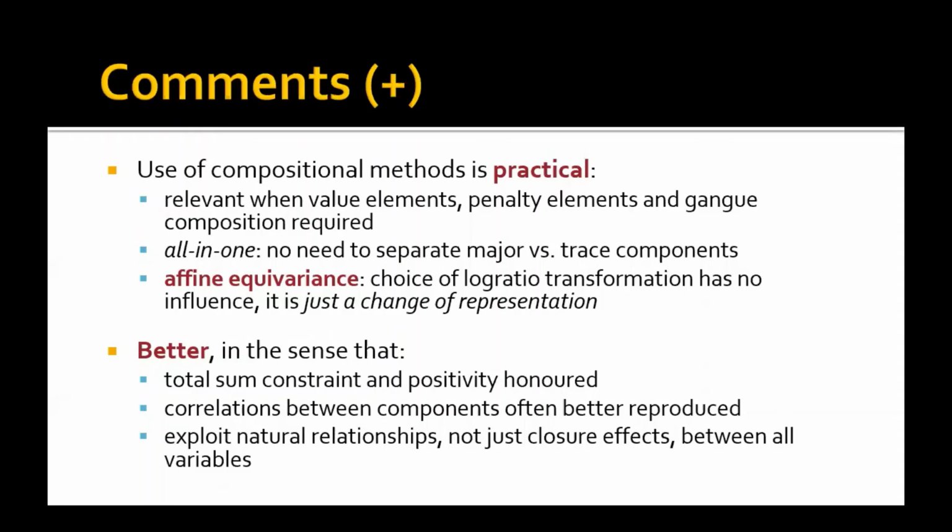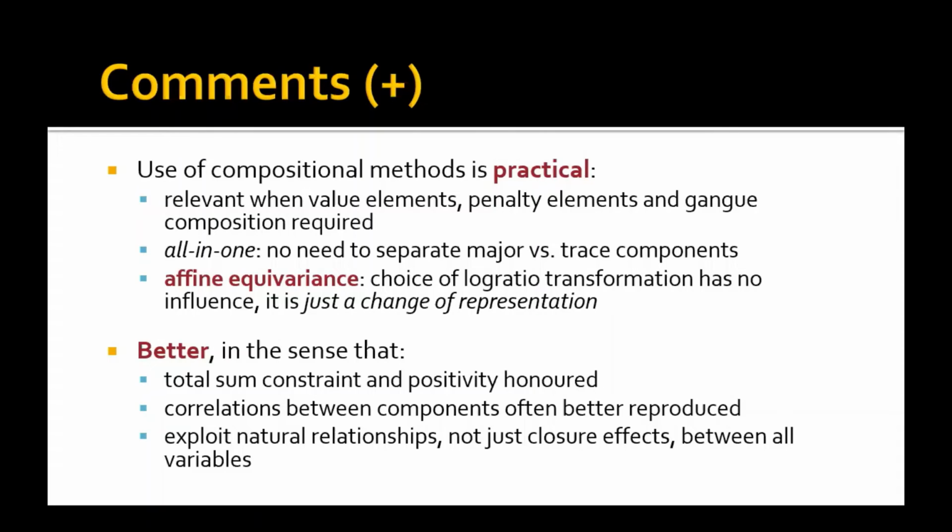You don't need to separate out major elements and trace elements, which can be advantageous. And the other thing is you have independence of choice of representation. And because we have transformed the data, opened up the space and then back transformed, we automatically get positivity and total sum constraints on it. We've also noted that often we have better reproduction of the raw correlations, which geologists will look at in order to see whether or not this makes sense or whether we've, you know, produced complete crap.